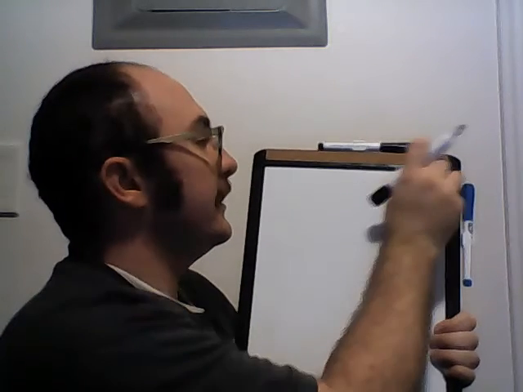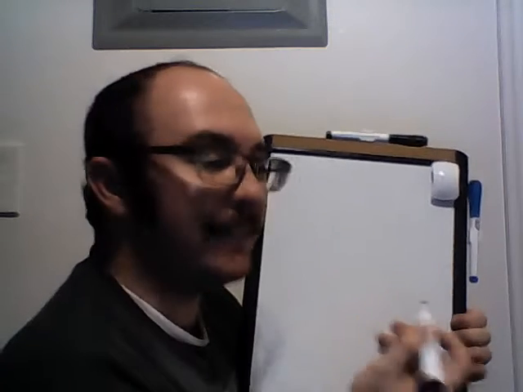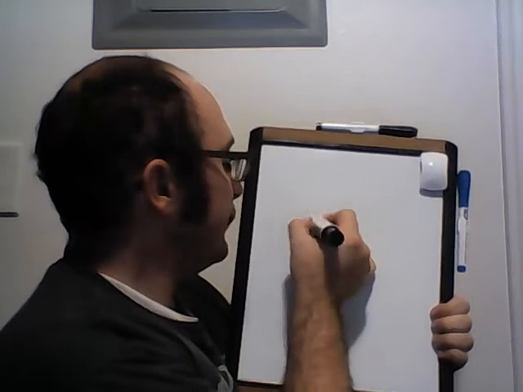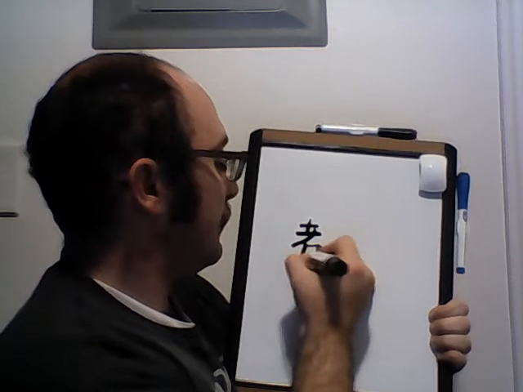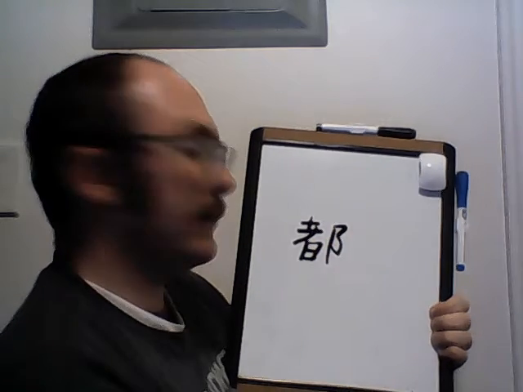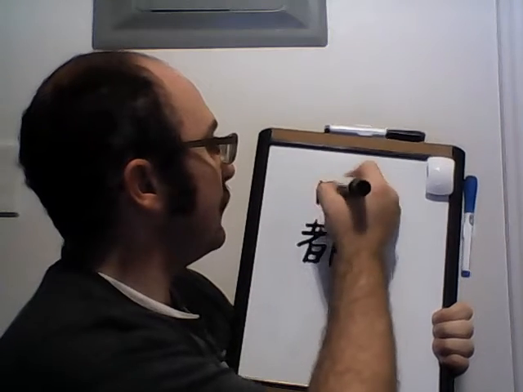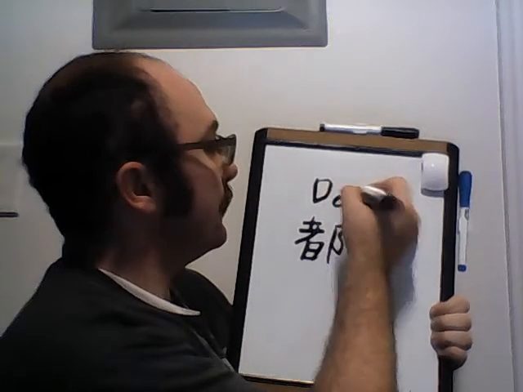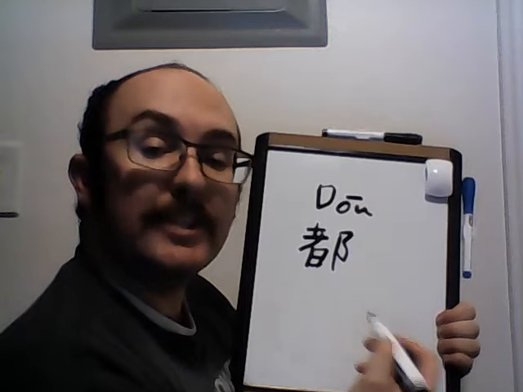The next adverb we're going to go over, a lot of people are going to look at this and they're going to kind of be like, what do you mean it's an adverb? And it's like, well, in the way it's used in Chinese, it's an adverb. So it's written like this. Like that. And it is pronounced dou, dou.